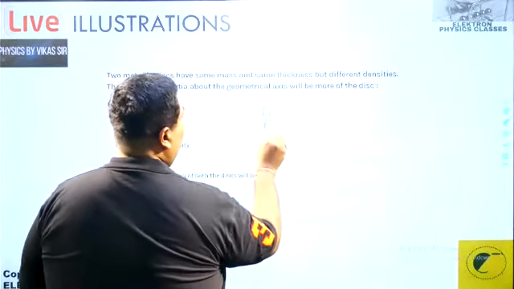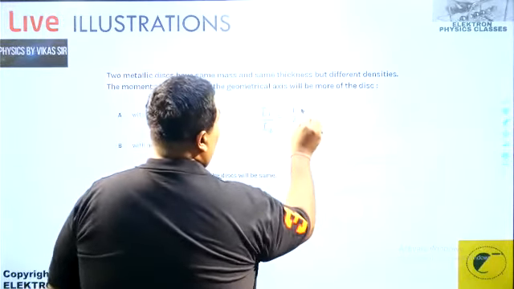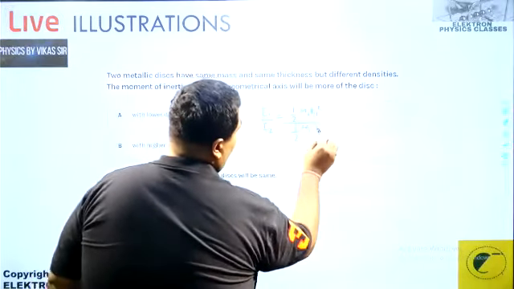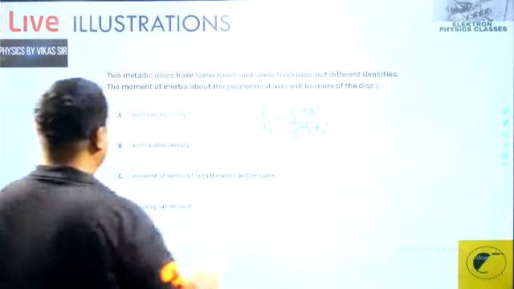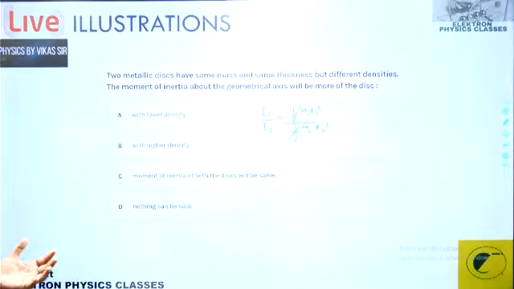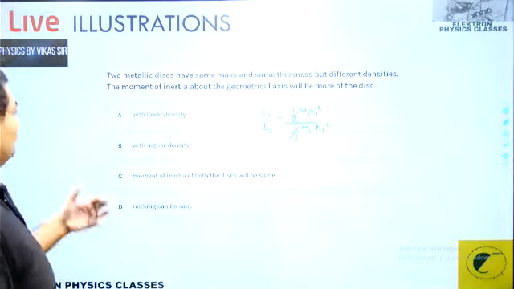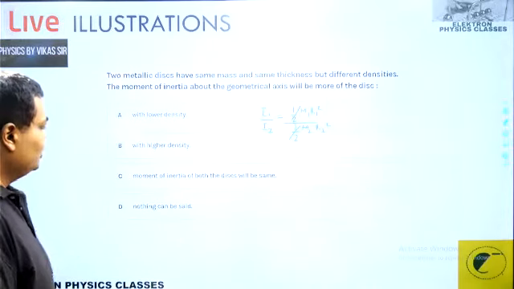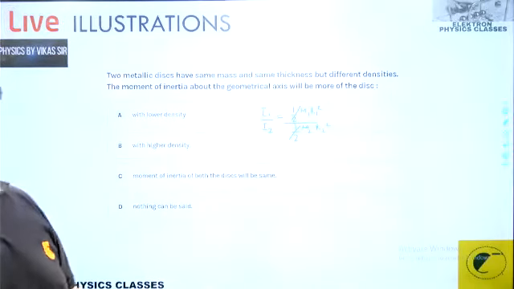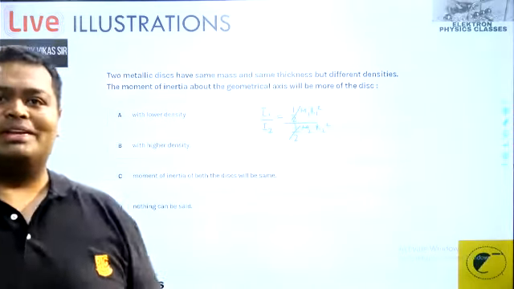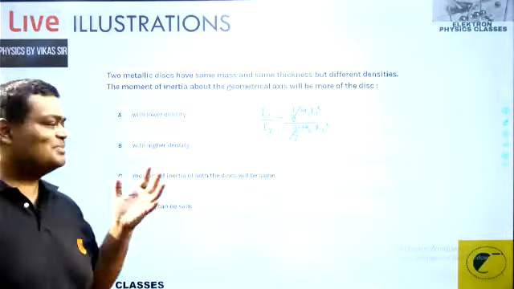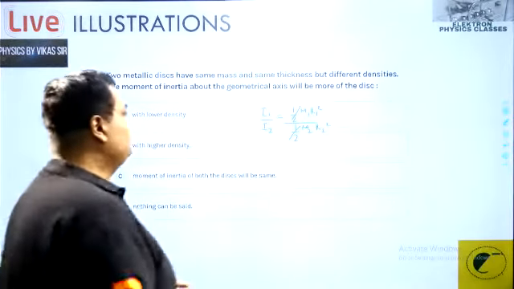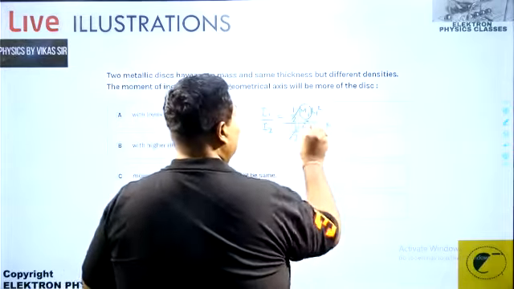I1 upon I2 is equal to half of m1 r1 square upon half of m2 r2 square. The options are: the moment of inertia will be more for the lower density disk, the higher density disk, it will be the same for them, or nothing can be said about it. So can we think about it? We have to convert this into density.